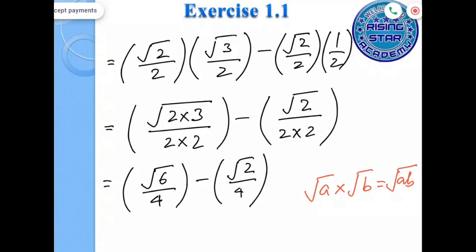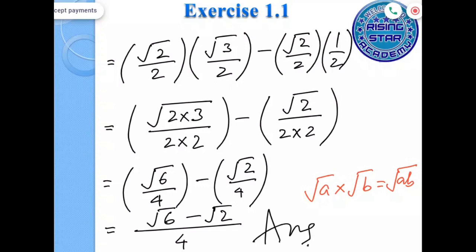Now we have two fractions and there is a negative sign between them. So we will take the LCM when the denominator is the same, so we can write the numerator value as it is. So we can't solve it further, so that is our required answer.